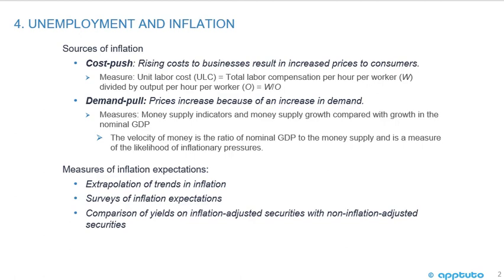Demand pull: the price increases because of an increase in demand. So there's more demand, so it's pulling the prices up. The measures are the money supply indicators and money supply growth compared with the growth in the nominal GDP. So the velocity of money is the ratio of nominal GDP to the money supply and is a measure of the likelihood of inflationary pressures. So think about that. There's an increase in the money supply. People have more money, increasing the velocity of money. There's more demand. That's going to pull the prices up.